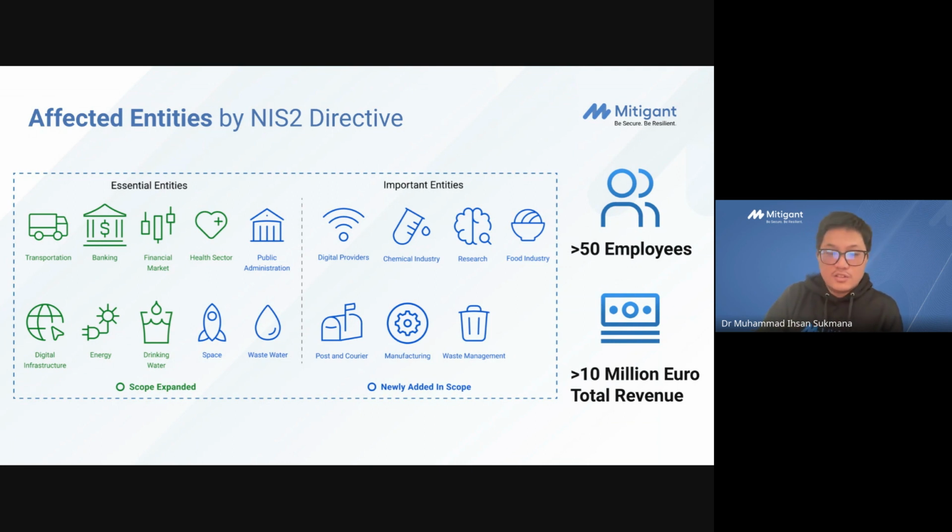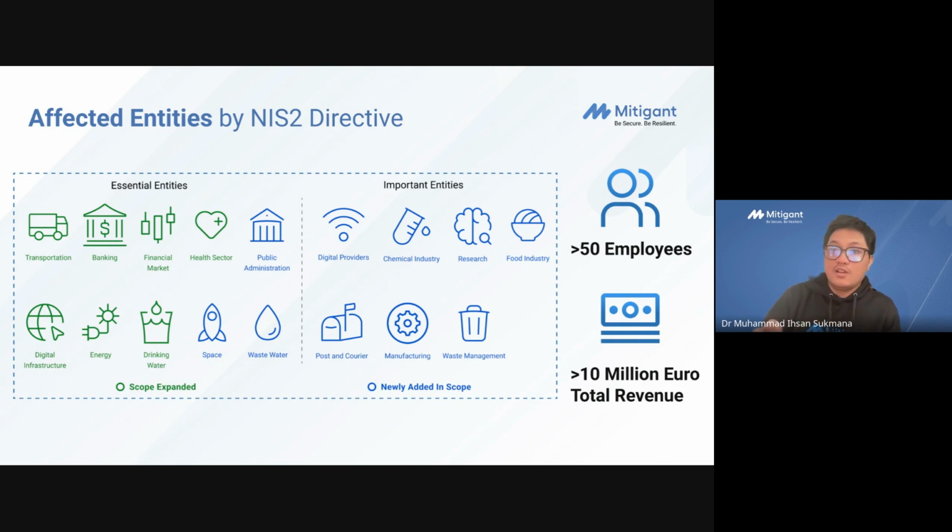So in total, there are almost 15 sectors, as you can see: transportation, banking, financial markets, and so on. Another thing you can see is that not all entities or organizations within these sectors are going to be affected by the NIS2 directive. In this regard, the rule of thumb is that if you have more than 50 employees and 10 million euro of total revenue, then you are most likely going to be affected by the NIS2 directive.